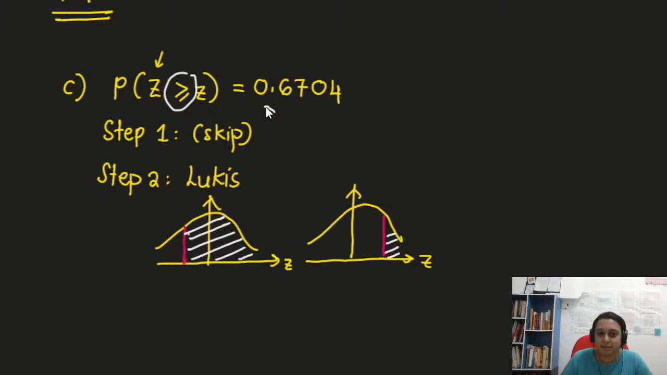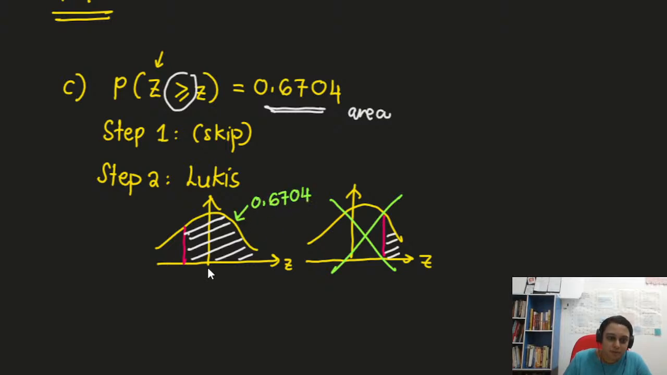Okay, yang mana menunjukkan luas? Which one is showing the area 0.6704? 0.6 means is bigger than 0.5 already, isn't it? So cannot be this one lah. So it's this 0.6704. So here is your Z, but you put negative. Kenapa negative? Because it's on the left side of the graph.